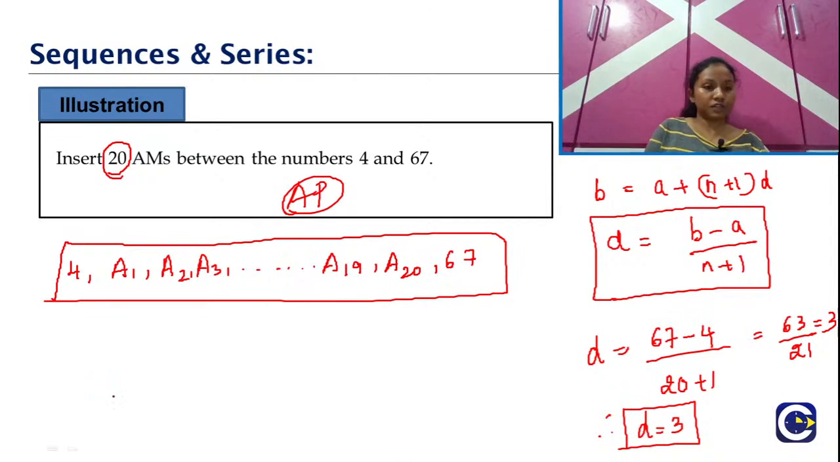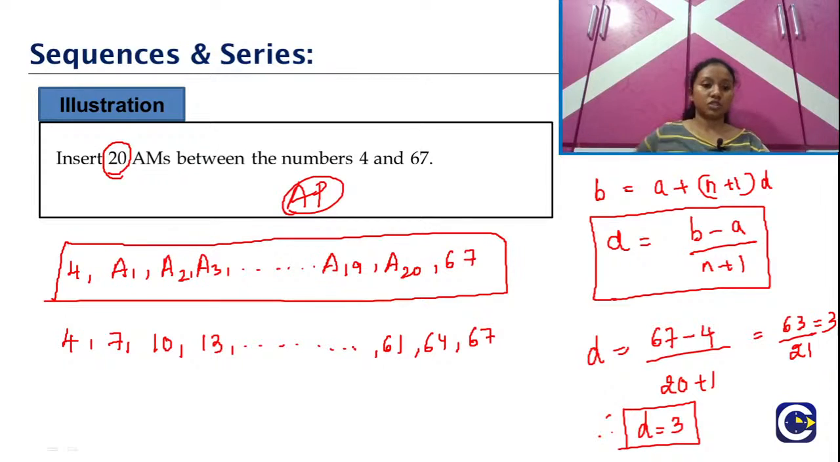If the common difference is 3, then the progression will be 4. 4 plus 3 will be 7, 7 plus 3, 10, 10 plus 3, 13, and so on, until 67. As it's a 3, the terms before it are 64 and then 61. This will be the progression when we insert 20 arithmetic means between the given numbers 4 and 67.